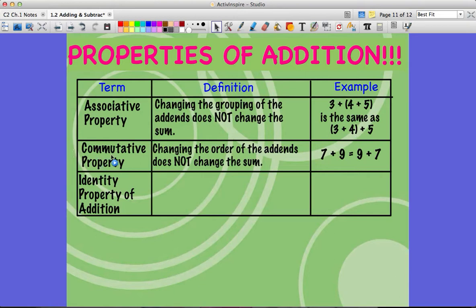The commutative property, okay, we have the word commute, which means to move. The commutative property tells us we can move our numbers around.